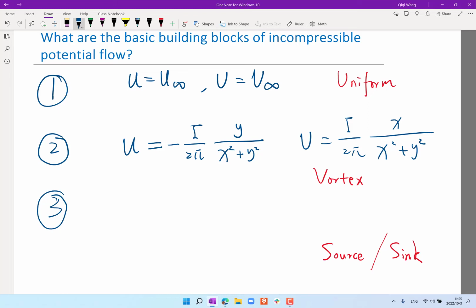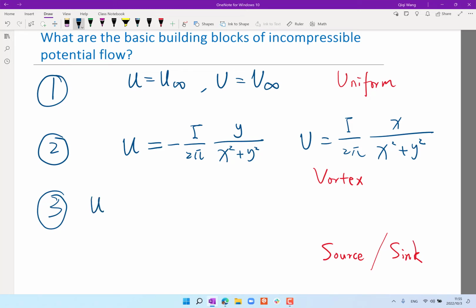Both 2 and 3 are what are called singularities. So basically, at the center, the flow is infinite and non-physical, but you use this to build the flow around it. You put these singularities inside the solid body, inside which you don't need physical flows, and you can construct physical flow fields outside.